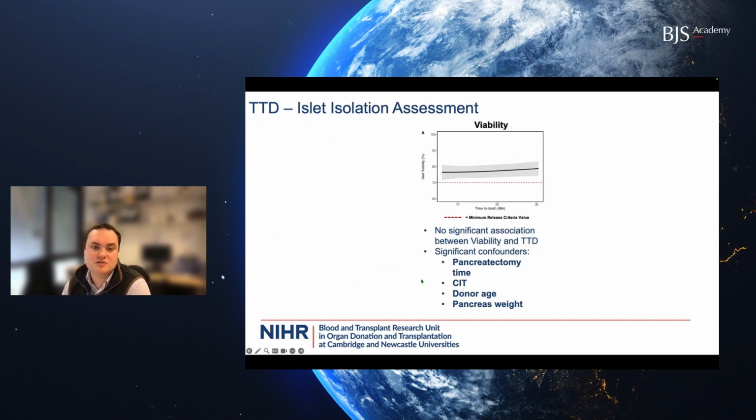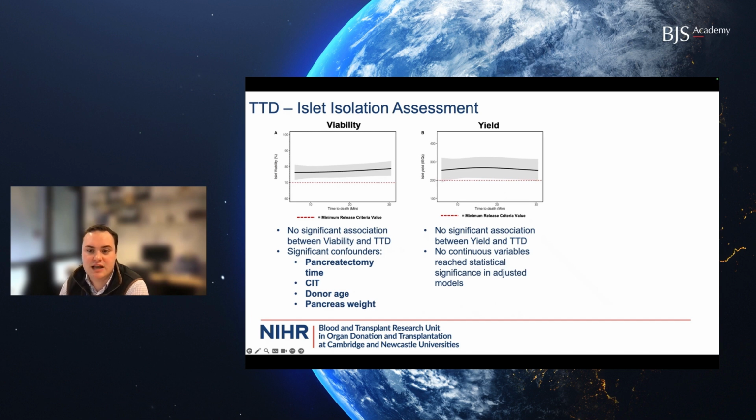So now if we look at the individual scoring metrics of islets, for viability across the full time to death range, it remains stable. Although there is a slight upward trend, there's no statistically significant association between time to death and viability. Importantly, viability remains consistently above the minimum release threshold, shown by the red dashed line. However, there were significant key confounders in pancreatectomy time, cold ischemia time, donor age, and pancreas weight, reinforcing that surgical donor factors dominate over time to death alone.